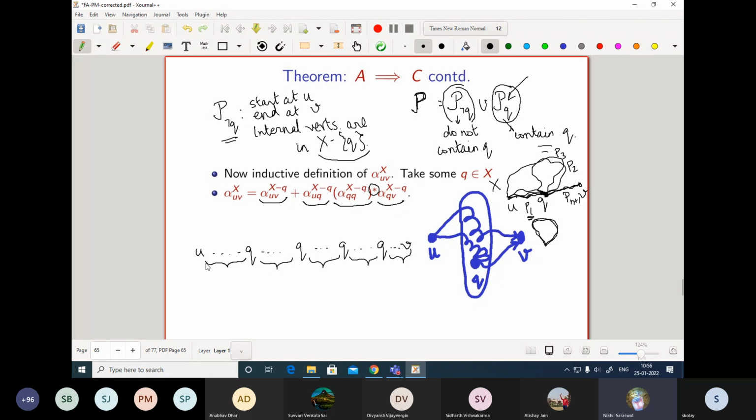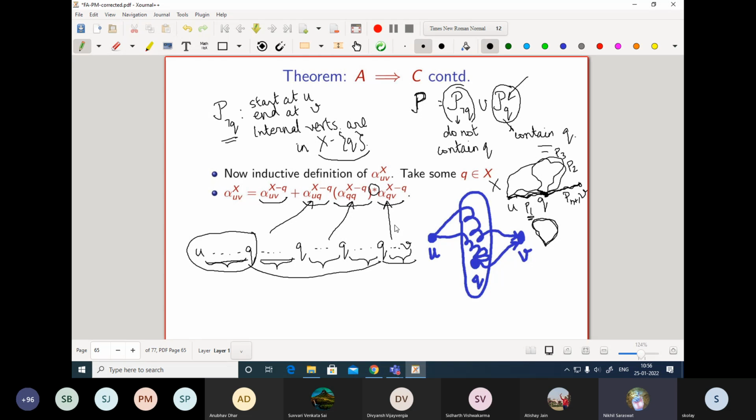Okay, so in between U to Q, there are no appearances of Q. Similarly, from the first and second appearances of Q, and so on. This first part, we are going to be matching to alpha UQ X minus Q. Then from the second to the last occurrence, we will be matching to alpha QQ X minus Q star. And then the final occurrence, we will be matching to alpha QV X minus Q.